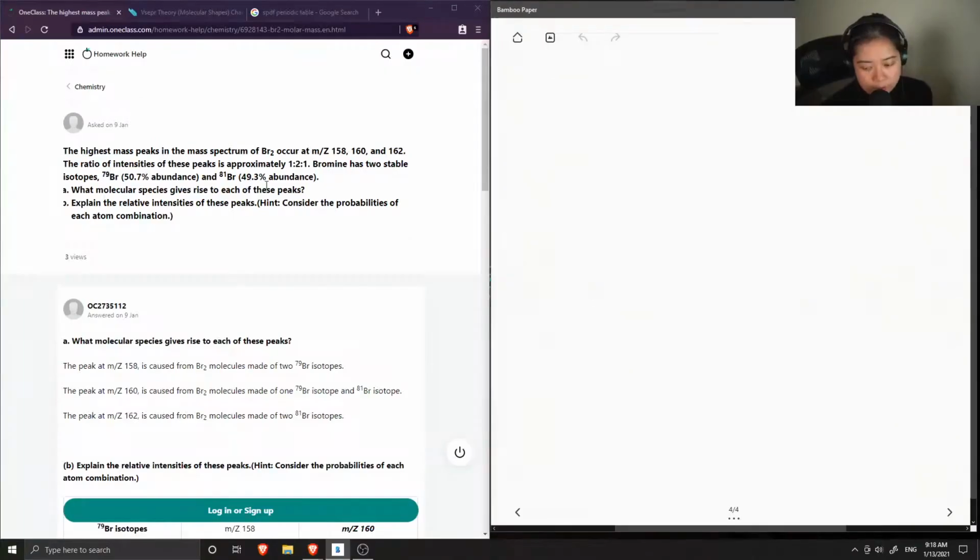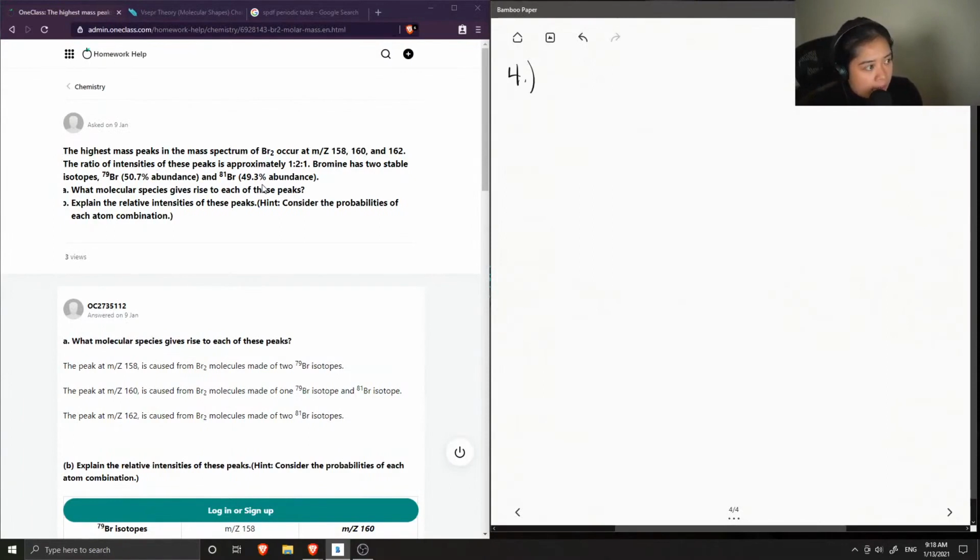Okay, so question number four. The highest mass peaks in the mass spectrum of Br2 occur at mass over charge 158, 160, and 162. The ratio of intensities of these peaks is approximately 1:2:1, and bromine has two stable isotopes, bromine 79 at a 50.7% abundance, and bromine 81, which is a 49.3% abundance.